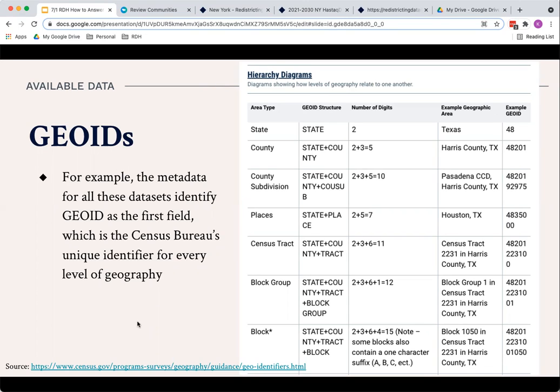And this goes down all the way to the block level. By the time you get to the block level, the Geo ID is 15 digits. Since we're going to be working with block groups, we will have Geo IDs that are 12 digits long.